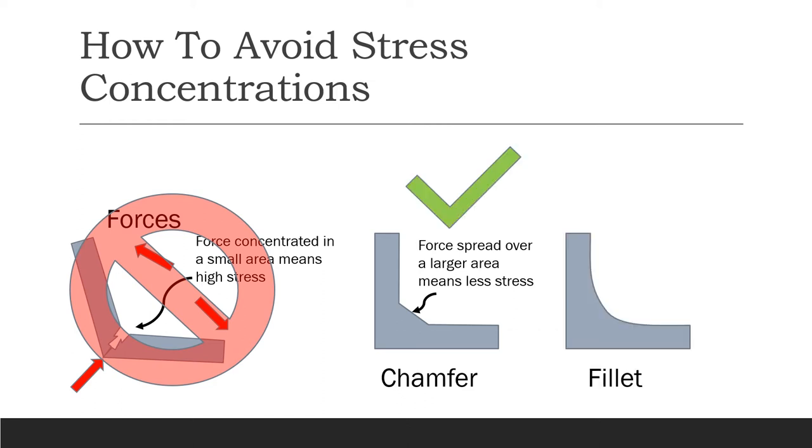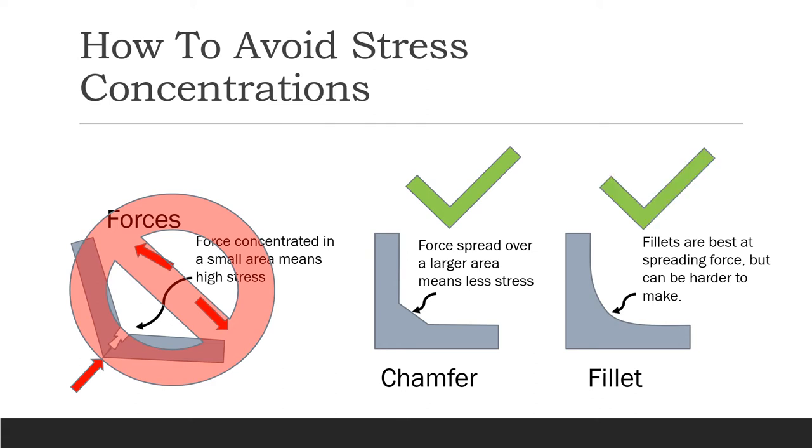Another thing that we can do is create a fillet. A fillet is a rounded corner. Okay, so this also spreads the force over a larger area. So fillets are really nice. The only downside with them is that sometimes they're a little bit harder to make than a chamfer. But either a fillet or a chamfer is a good way to avoid stress concentrations in your design.